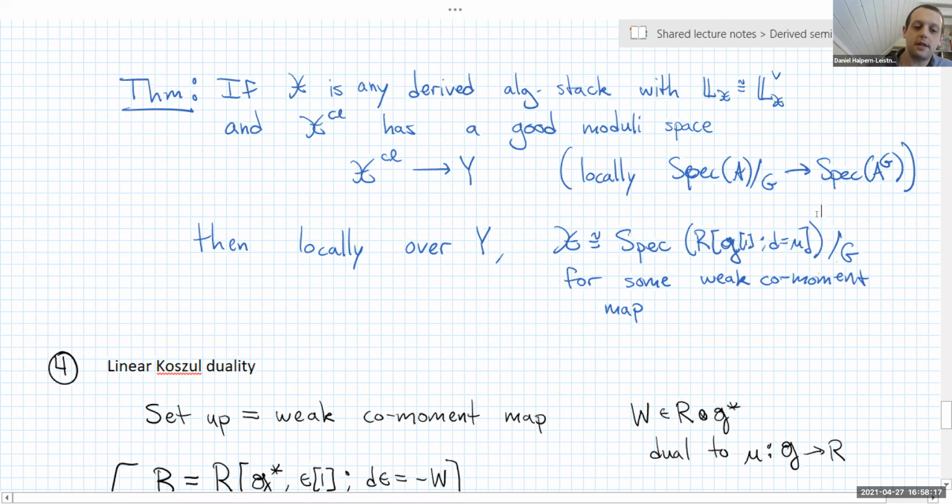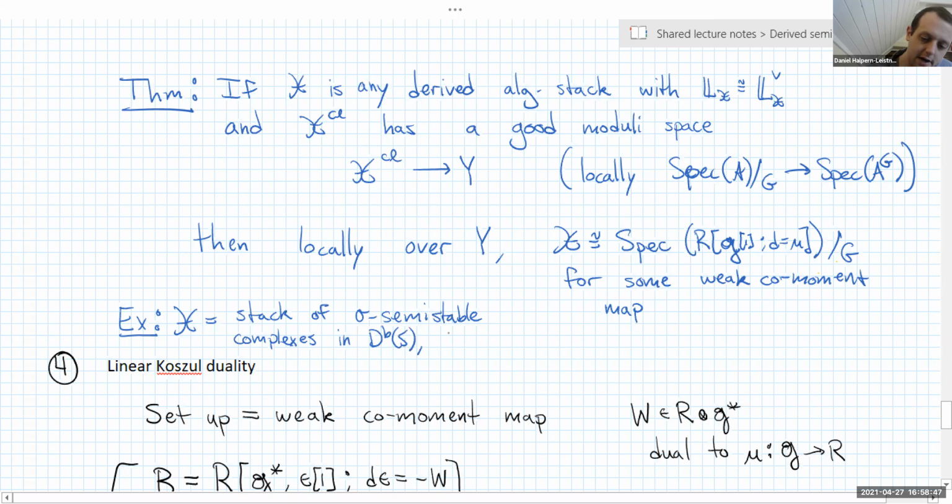So the picture here is that X in our example will be equal to the moduli stack of sigma semi-stable complexes. Just jumping back to the application here, in D^b(S) for sigma non-generic.